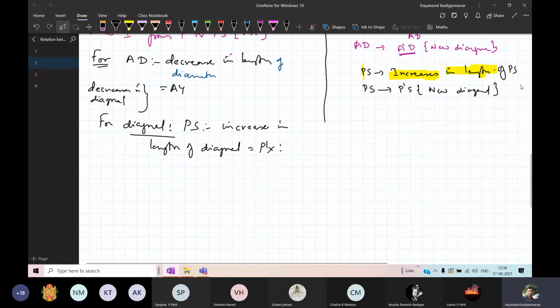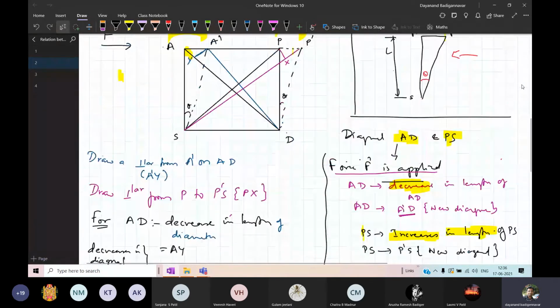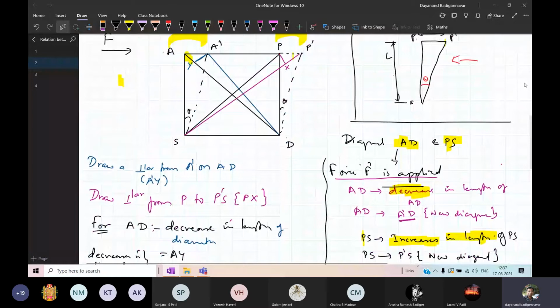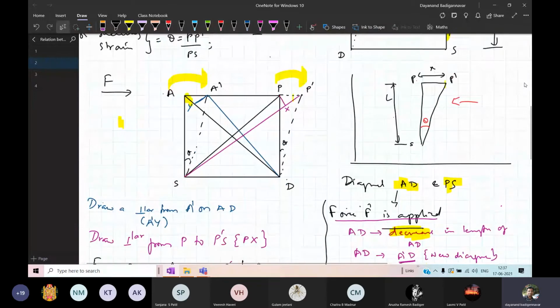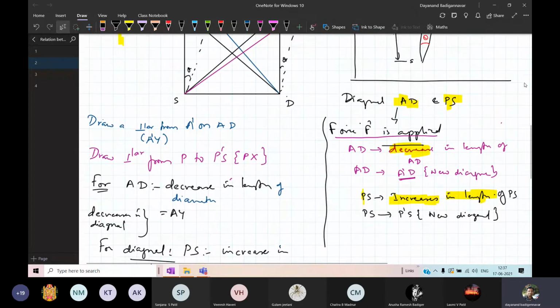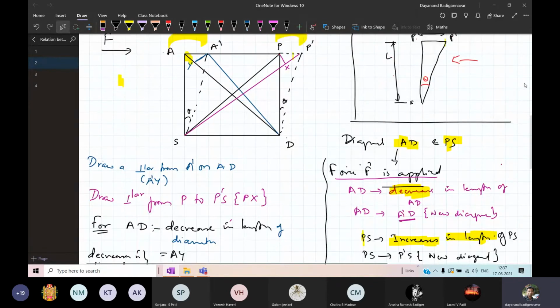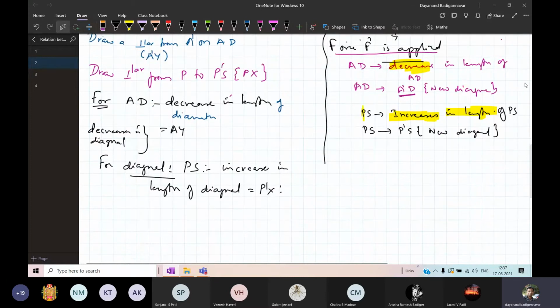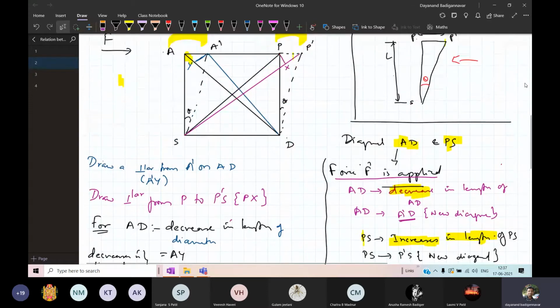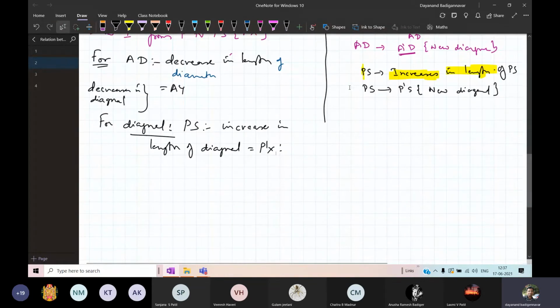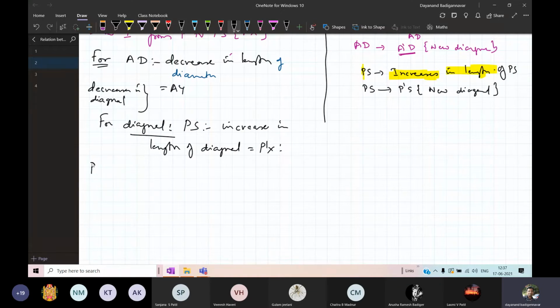Now, once you get the increase and decrease in the diagonals, I can find out what the strain is. What is strain? Strain means change in dimension to the original dimension. So here I should write those values first. In the first one, there is a decrease in the length, therefore I can write compressive stress.